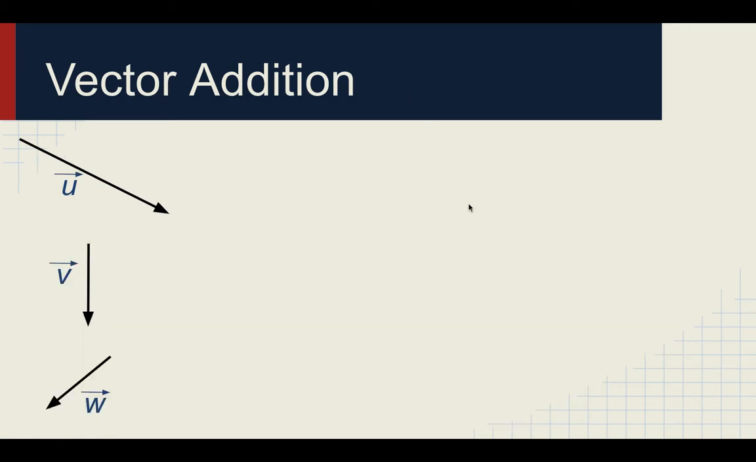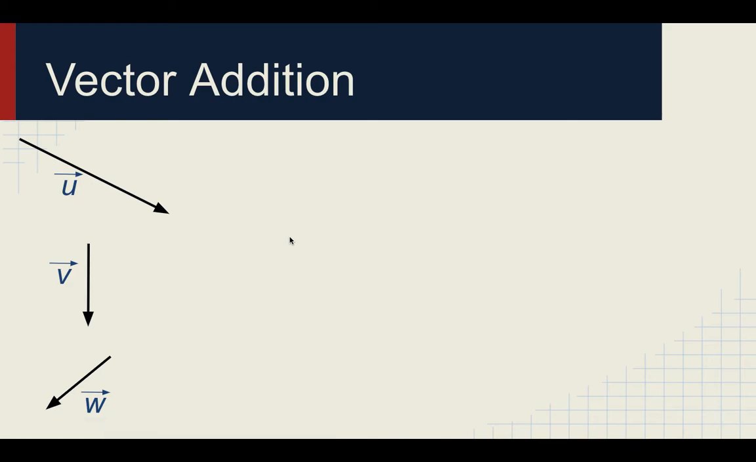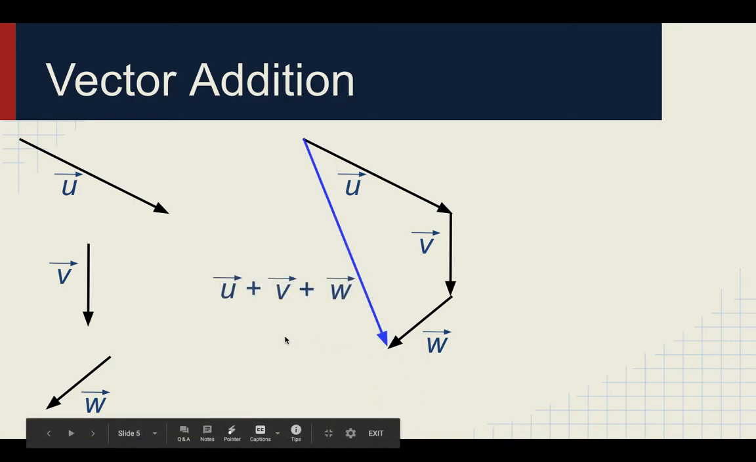All right, so what if we have three vectors? What if we want to do u plus v plus another vector w? Well, we just add them all tip to tail. So let's start with u, and then let's take the tail of v and put it at the tip of u, and then let's take the tail of w and put it at the tip of v. And then the resultant vector would point from here to there. Right? It looks just like that.